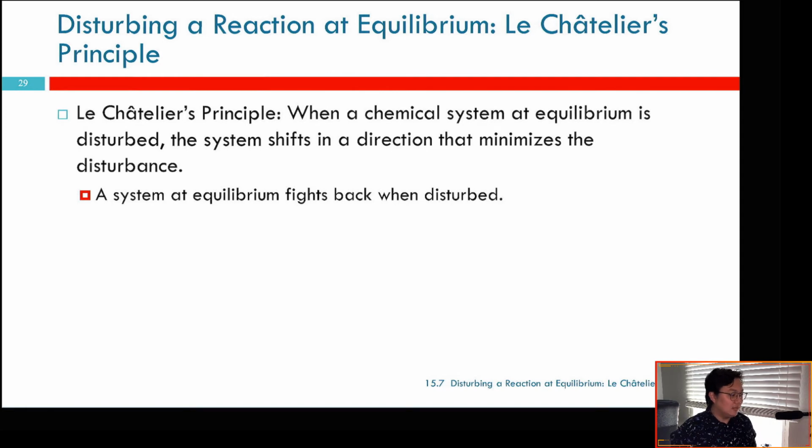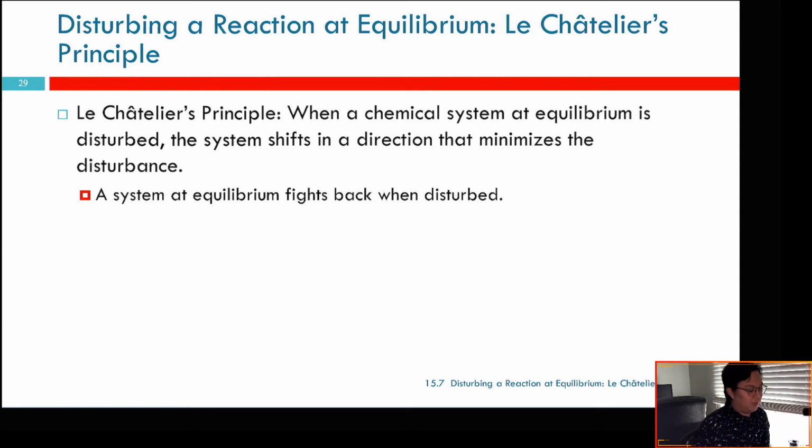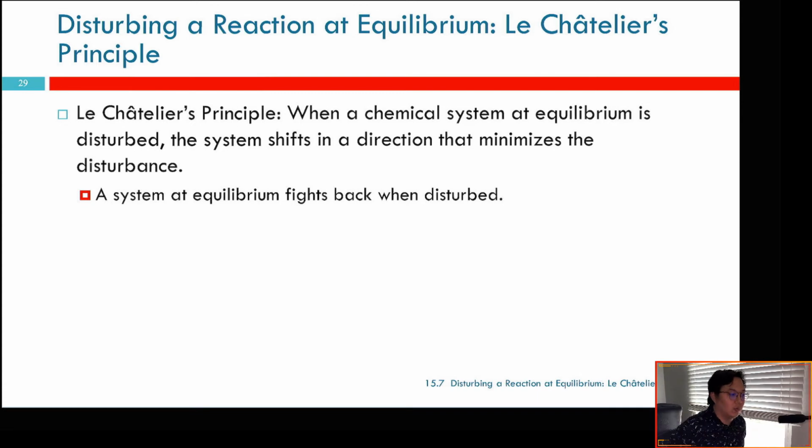But what we mean is adding more reactants or adding more products, maybe changing the temperature. How can we shove this equilibrium? How can we give it a push? And where does it end up after it settles out again? So a system at equilibrium fights back when disturbed. So if you do disturb it in some way, it'll go back to its equilibrium.